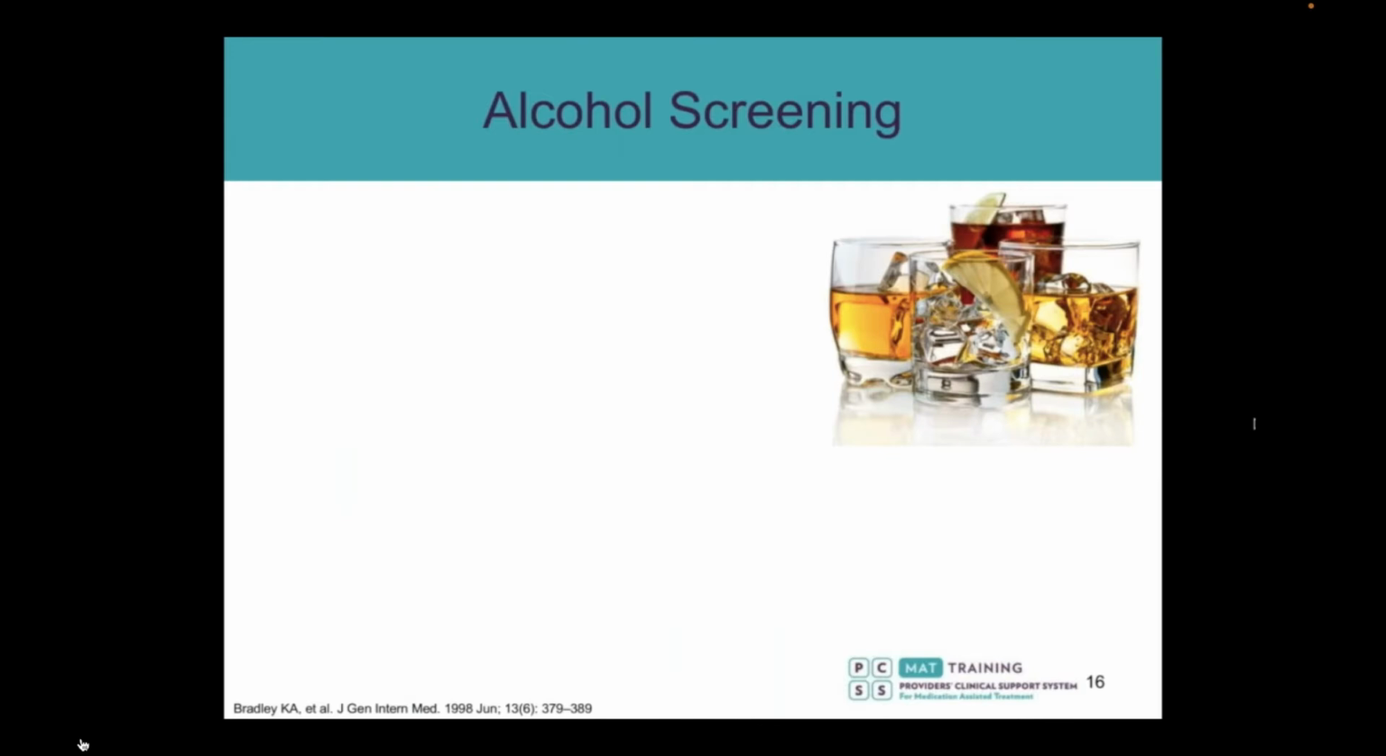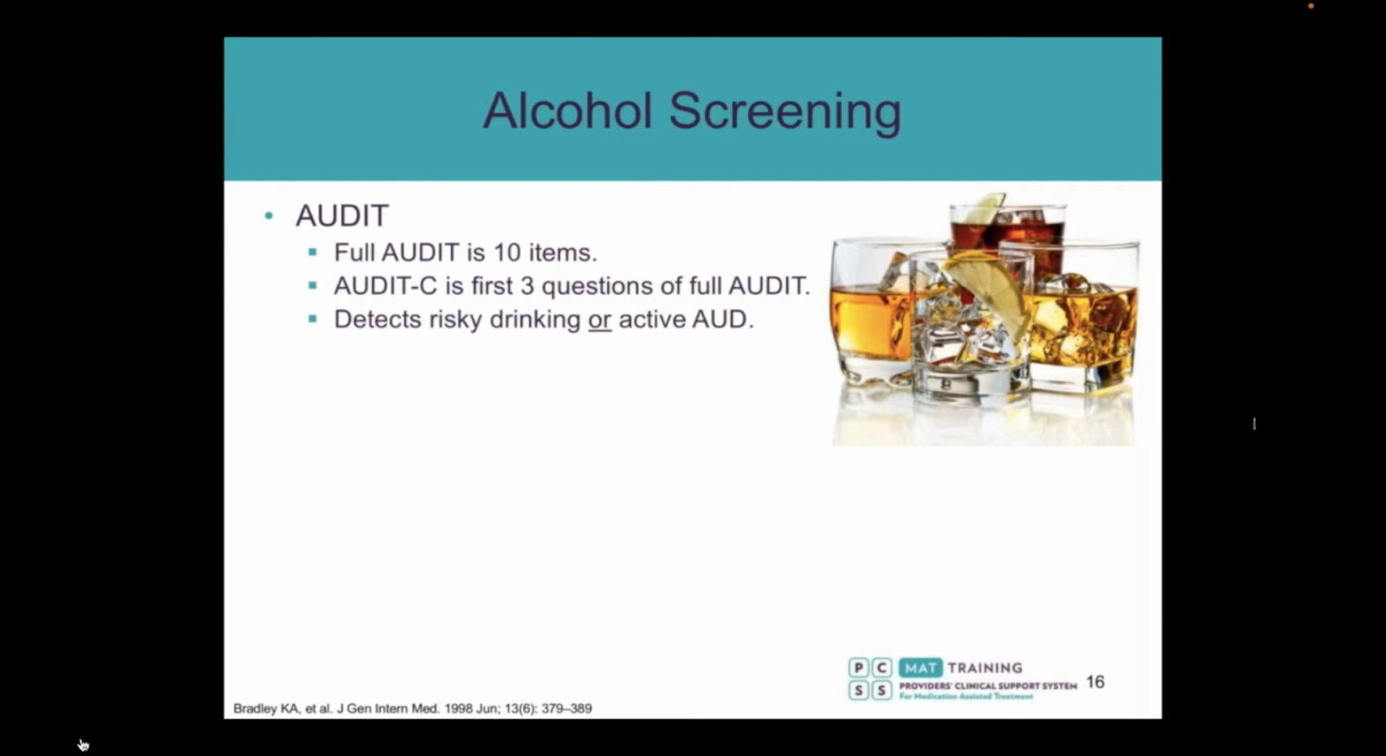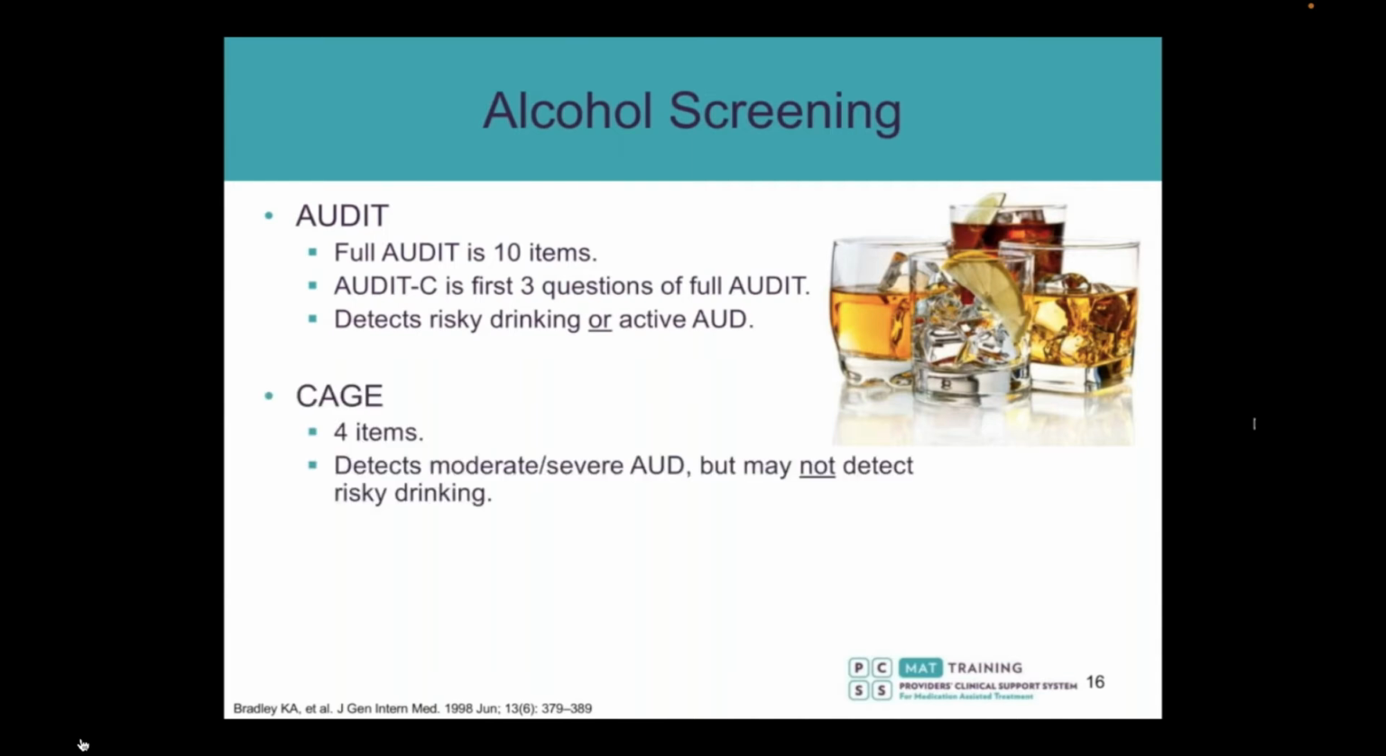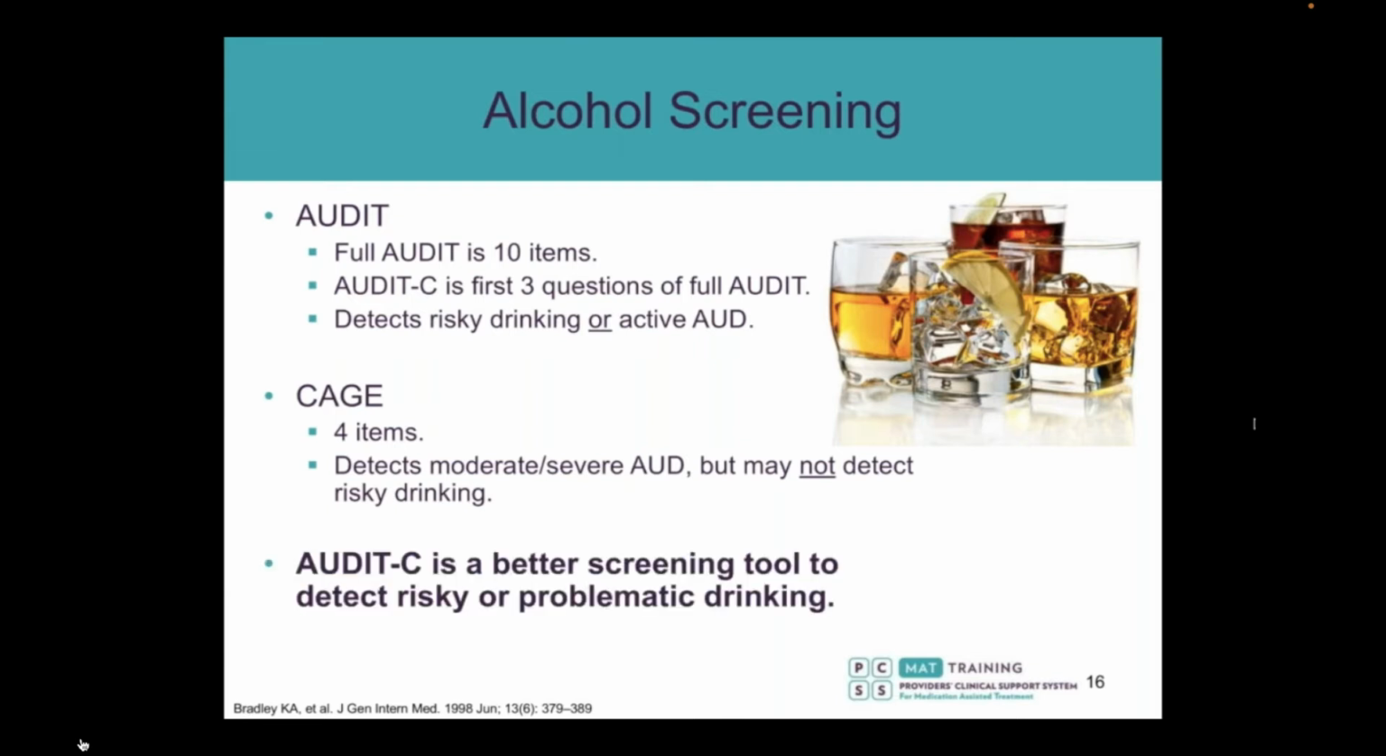Some other screening tools for alcohol, a few of the simple, commonly used, and well-validated tools for assessing problematic alcohol use are the AUDIT and the CAGE. The full AUDIT is 10 items. However, it's been abbreviated to just the first 3 questions, which is called the AUDIT-C. And the point of the AUDIT is really to detect risky drinking or an active alcohol use disorder. The CAGE, on the other hand, is 4 items, is an acronym, and it detects moderate or severe alcohol use disorder, but may not actually detect risky drinking. So an important point here, despite both of these being commonly used screening tools that are pretty simple, short, easy to remember, the AUDIT-C is a much better screening tool to detect risky or problematic drinking as compared to the CAGE.